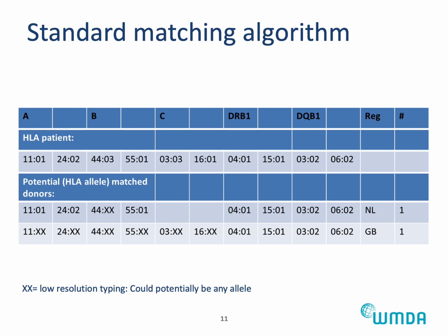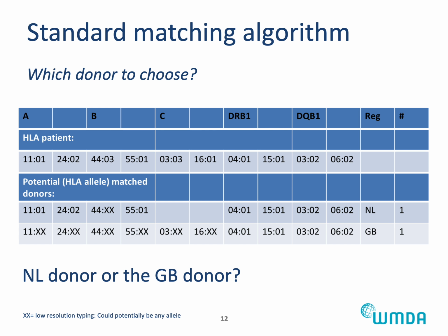Here you see the HLA typing of the patient on top. And the patient is typed for HLA-A, B, C, DRB1 and DQB1 at high resolution level. Now there are two potentially matched donors for this patient available. One from the Netherlands, NL, and one from Great Britain, GB. Now say you are only allowed to choose one of these donors. Which one would you choose? The NL donor or the GB donor?